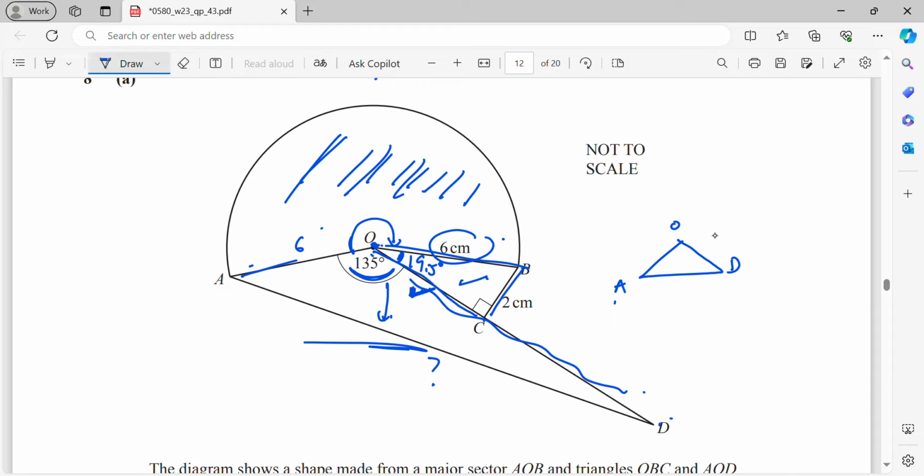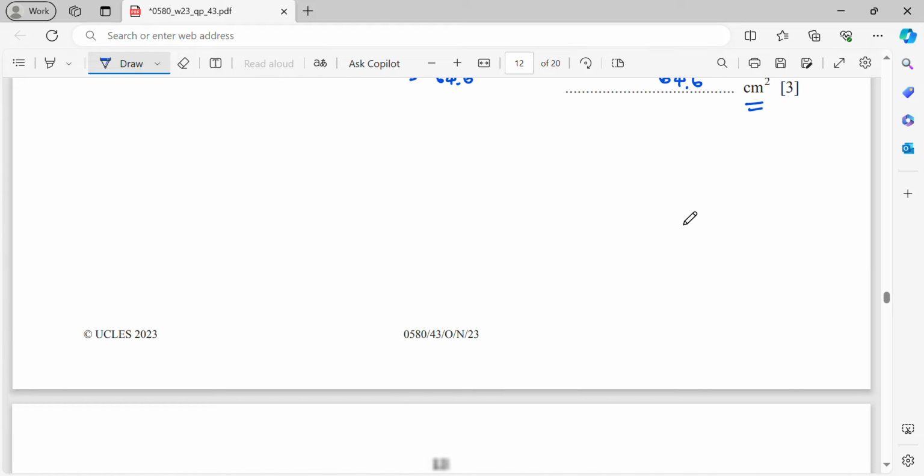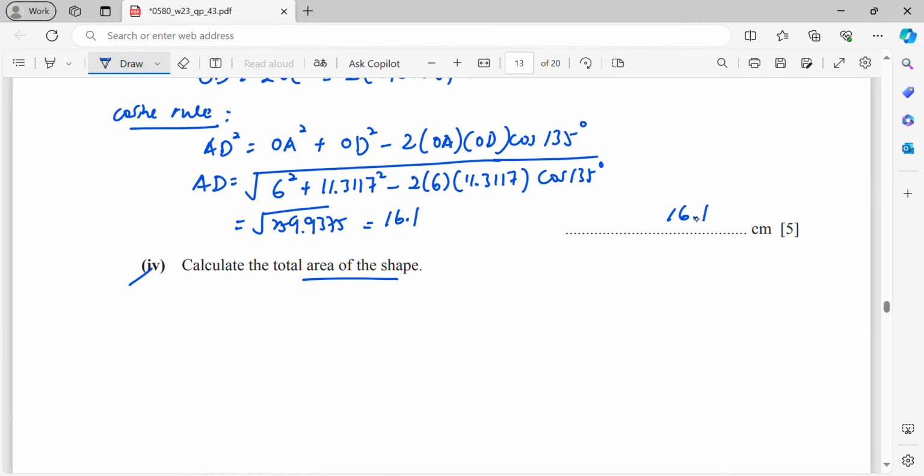Let's say just as an example, this is A, here is B, this is theta. So area is basically half AB sine theta. In other words, this is half times 6 times OD sine 135. Okay, so now I will just write down all at the same time.